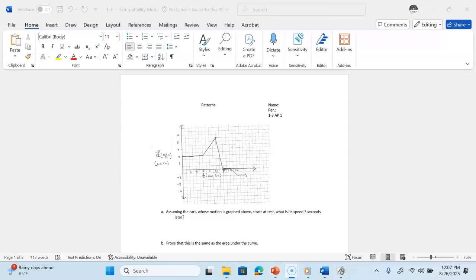But to simplify that, we're going to go ahead and attack the first question. Assuming the cart, whose motion is graphed above, starts at rest, what is its speed 3 seconds later? So starting at 0 and 4. It's starting at 0 meters per second, but at 4 meters per second squared. Can a cart have 0 meters per second and an acceleration of 4 at the same time?